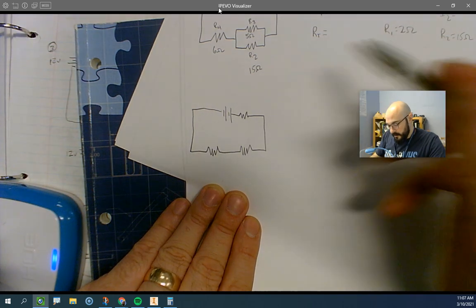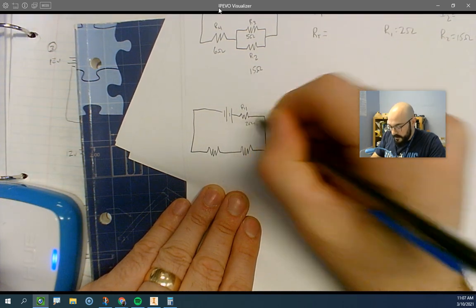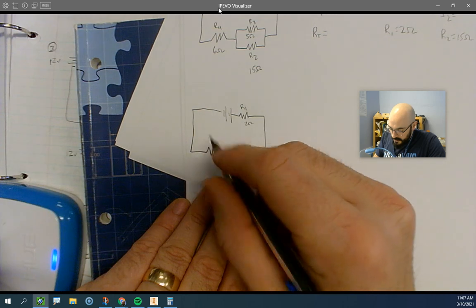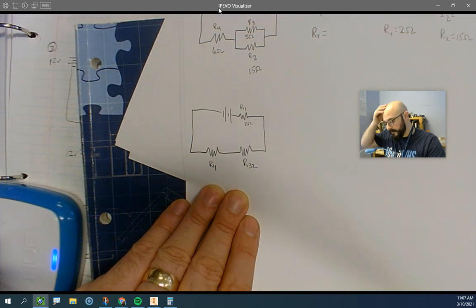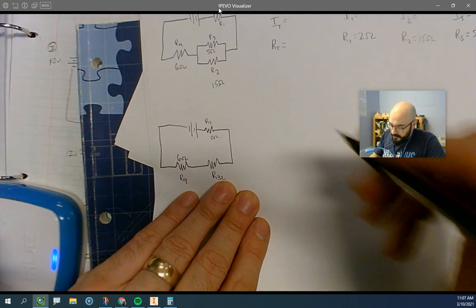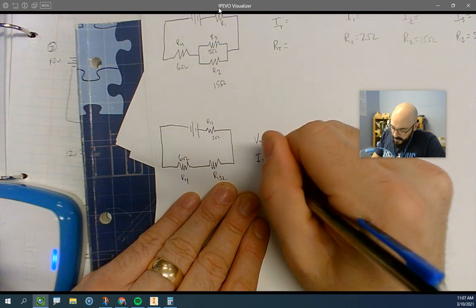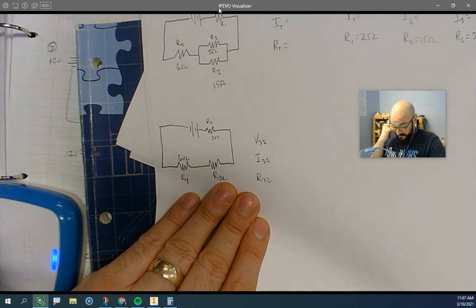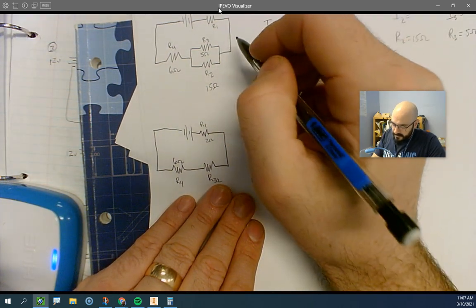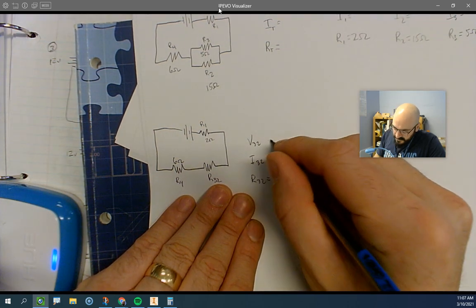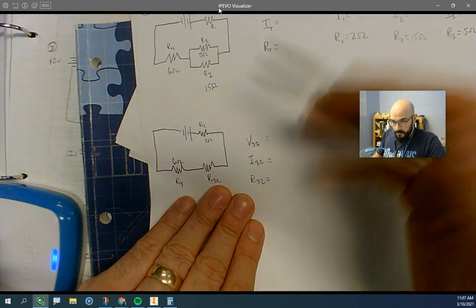So we have R1, which is 2 ohms. We have R32, I'll just call it, or R23. And then R4, which is 6 ohms. Okay, so we have this V32 that I've just decided to make up. And what do we know? Well, in series, the current is the same. So once we figure out this current, it's good. Let's figure out resistance at least so that we can do our other math.